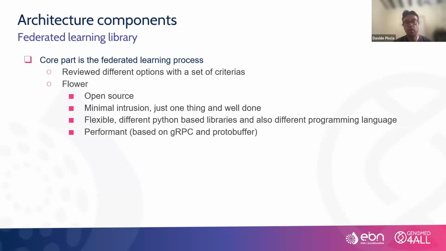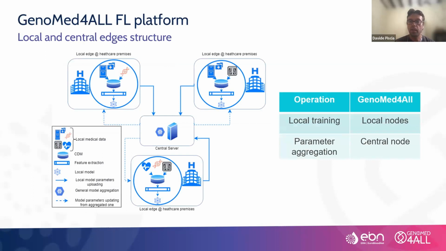And it's a very small library, so it does only one thing, but very well. So a very low level library. And then it's very flexible in the sense that we can use different Python model libraries. There are TensorFlow, PyTorch, JAX, and all these are compatible with Flower. And also it is very performant because it uses very good low-level communication protocols like gRPC and protobuffer.